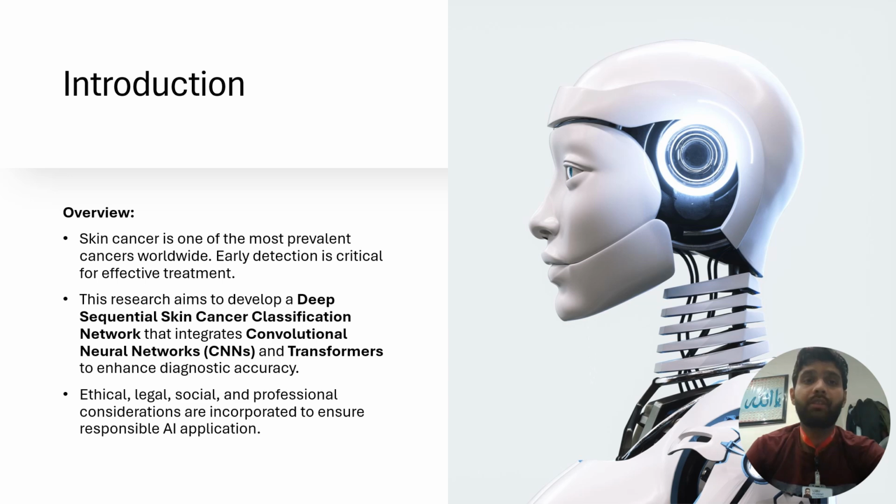For the introduction, skin cancer is one of the most prevalent cancers worldwide. If diagnosed early, it's highly treatable. However, manual diagnosis can be prone to error and variability between dermatologists. That's why I proposed a deep sequential network that merges convolutional neural networks, CNNs, for feature extraction and the transformer for capturing the sequential patterns.